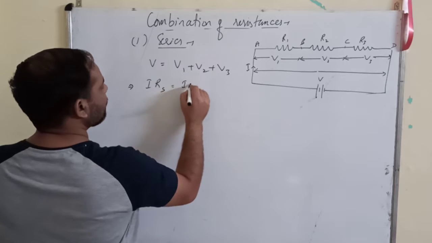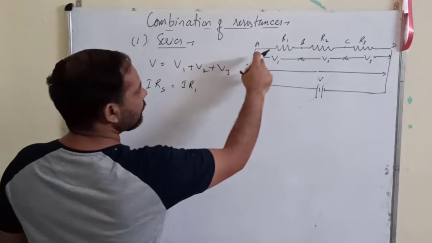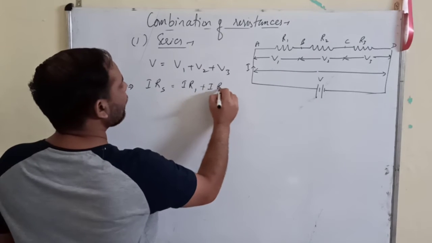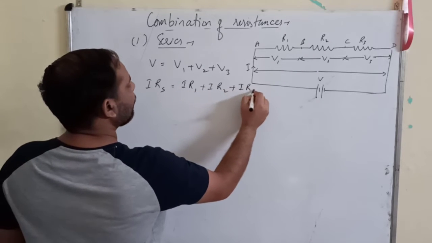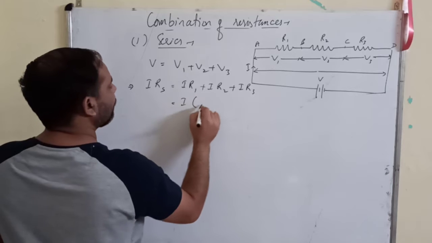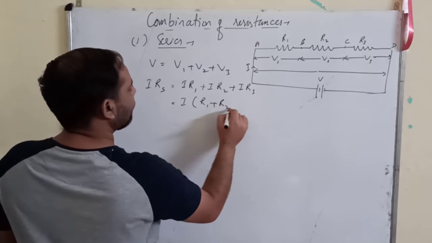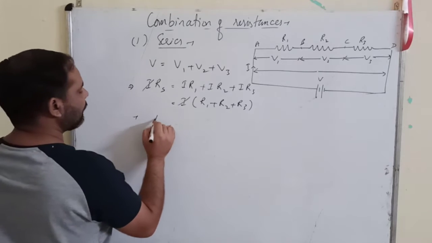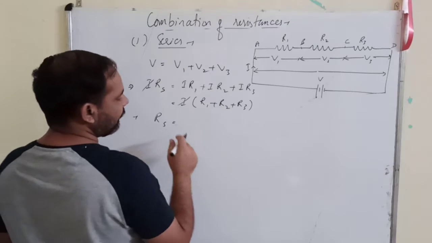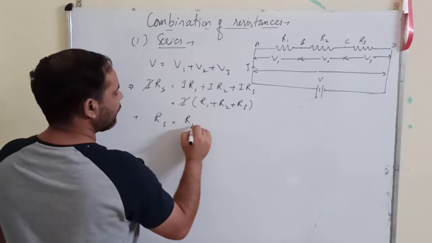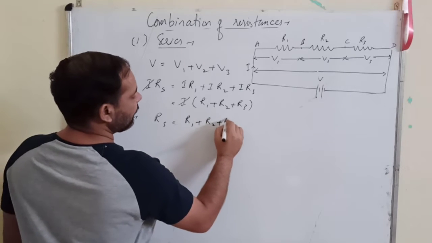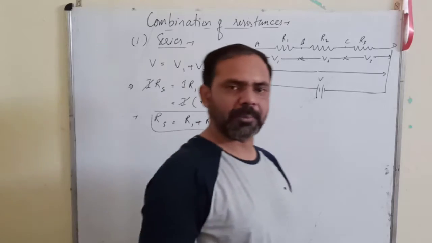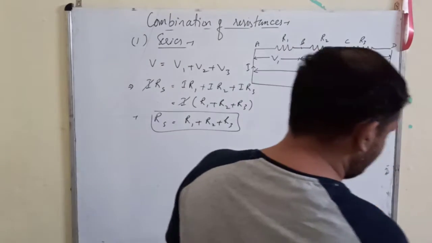I RS equals IR1 plus IR2 plus IR3, since V1 equals IR1, as the current I is passing through it. You take I common, R1 plus R2 plus R3. I and I will cancel, and the equivalent resistance of the series combination is R1 plus R2 plus R3. This is for the series combination of three resistances.